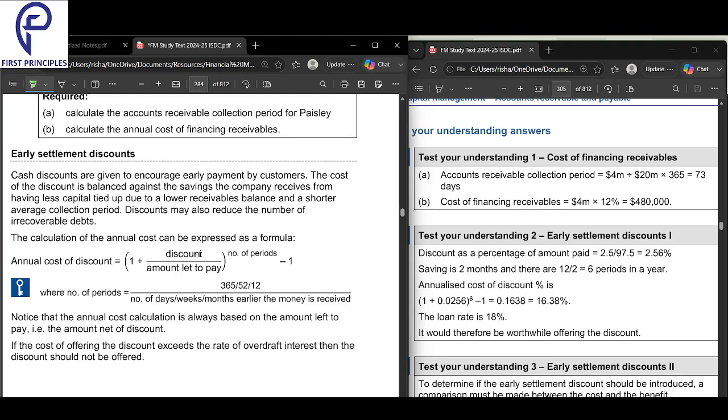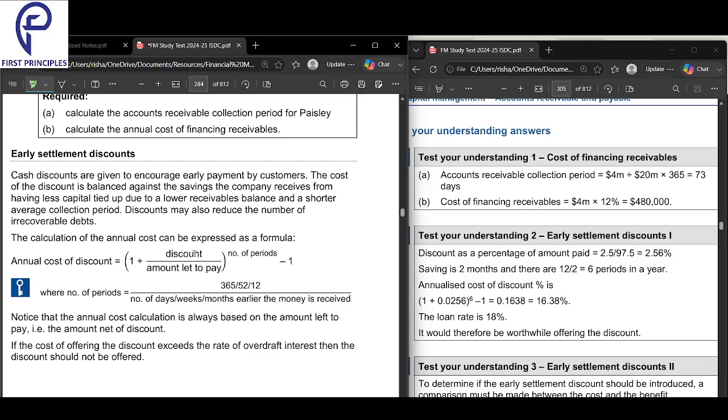So you have to do 1 plus discount. So do 1 plus 2.5 divided by 97.5. The amount left to pay is 97.5 if 2.5 is the discount. What did you get? 0.0256. Then to the power of number of periods.